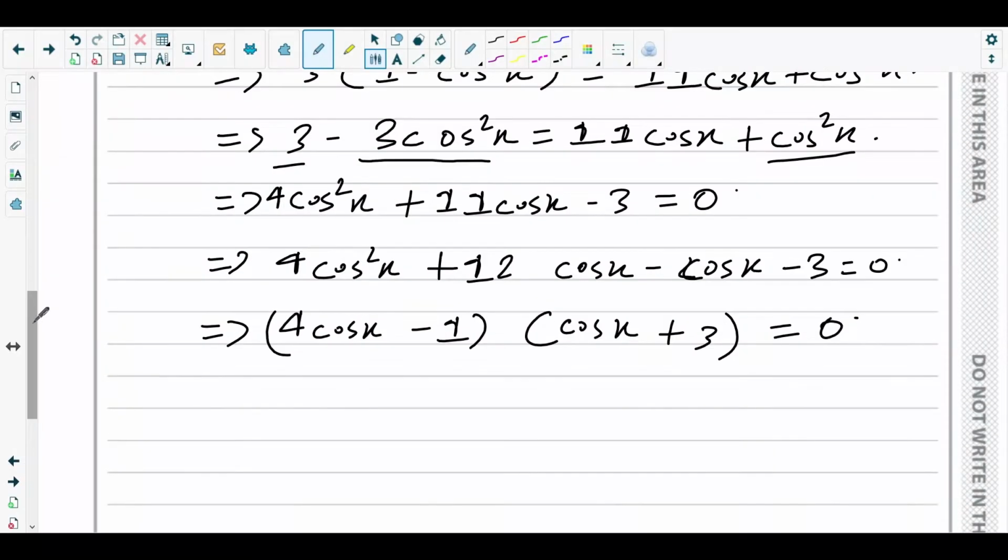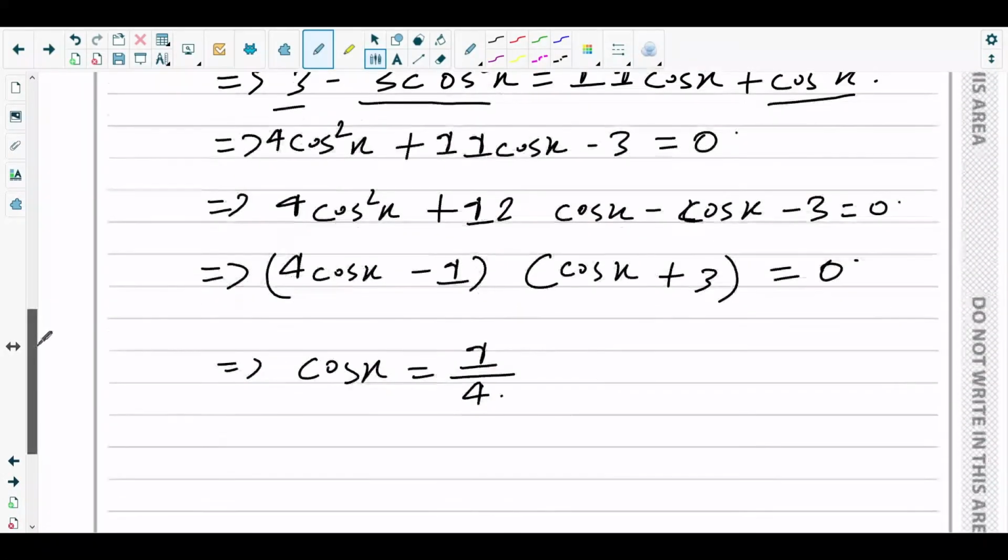So either cos x equals 1 over 4 or cos x equals negative 3. But we know that the maximum value of cosine is 1 and the minimum value is negative 1. So cos x equals negative 3 is not acceptable.